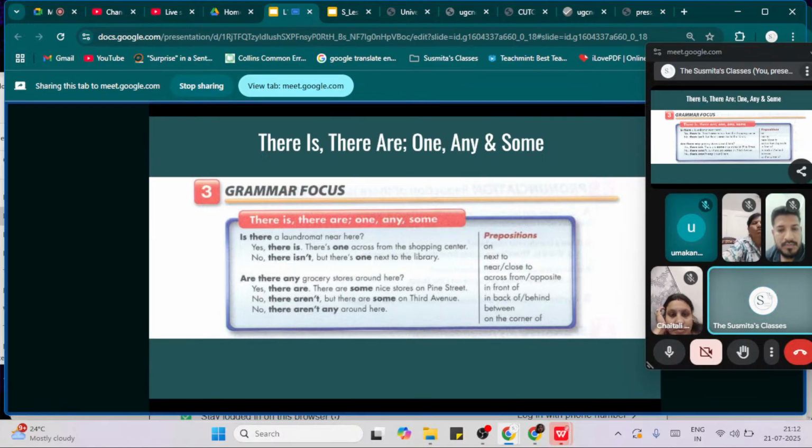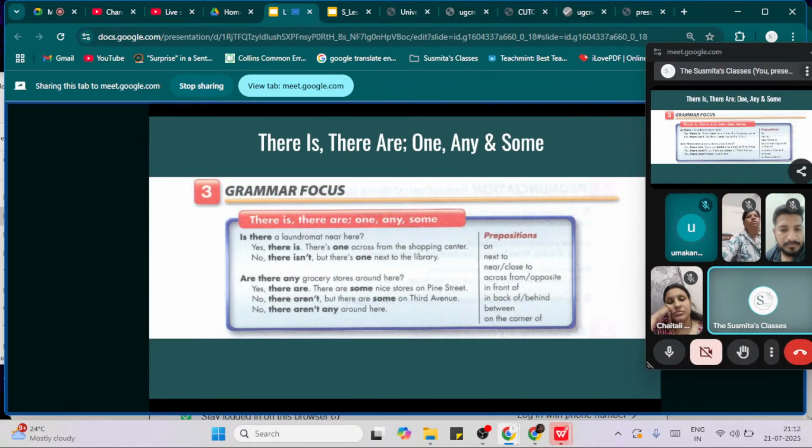Okay? Now same way for plurals. Are there any grocery stores around here? Yes, there are. There are some nice stores on Pine Street. आता रस्त्यावरती, कोणत्या तरी रस्त्यावरती कोणती गोष्ट आहे तर आपण on use करणार, because त्या रस्त्यावरती आहे आपण म्हणतोय ना. ओके. देन कशाच्या बाजूला कोणती गोष्ट आहे तर आपण next to म्हणणार.